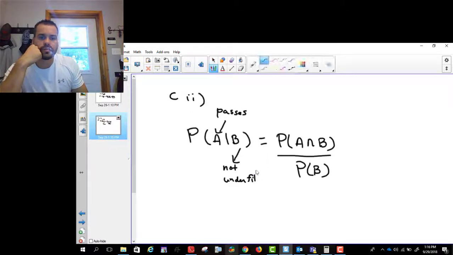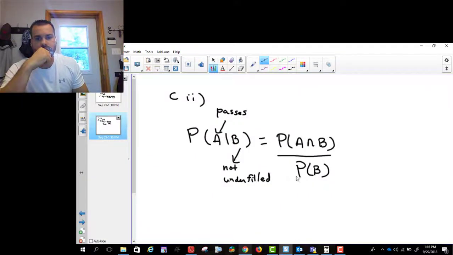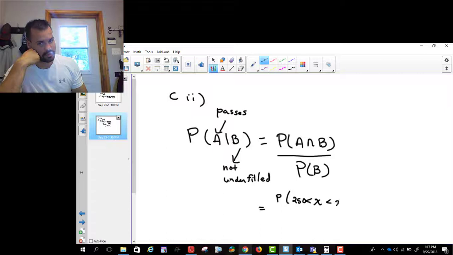So if it's not underfilled, because again, if you go back to your question, that's what it says, right? Given the container is not underfilled. So that B is going to go right here. And A and B is that it passes inspection and it's not underfilled. So first of all it can't be underfilled, so it has to be greater than 250. And in order to pass inspection, it has to be less than 271, because if it goes any higher than that, it will not pass inspection.